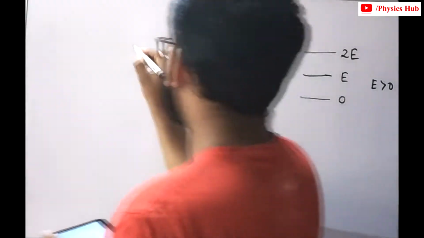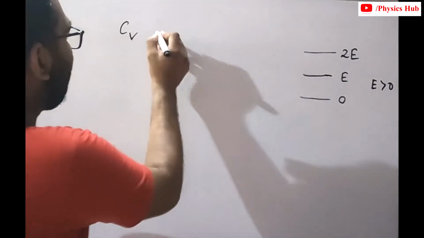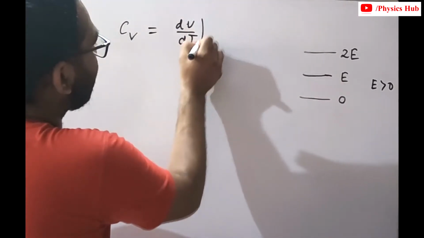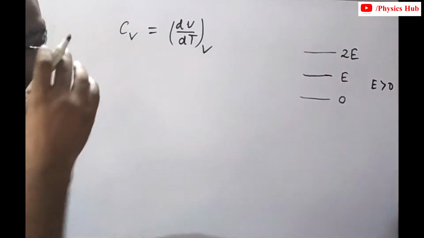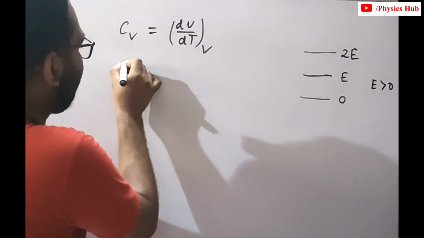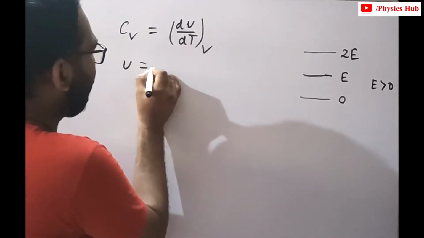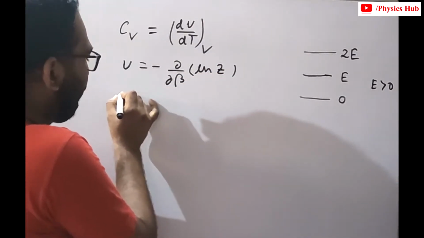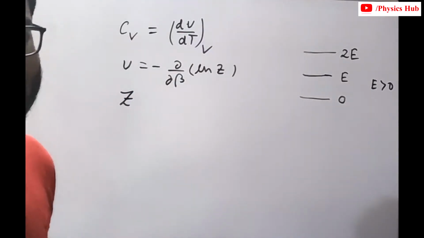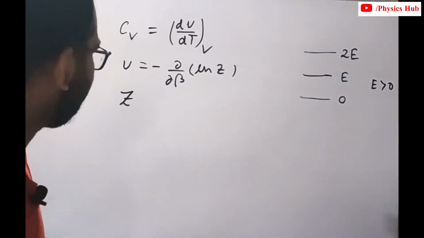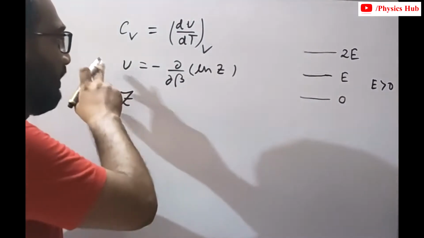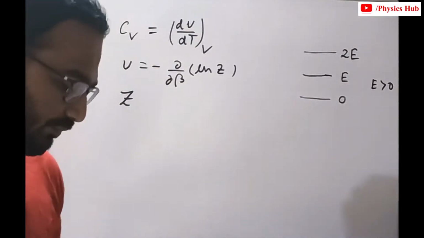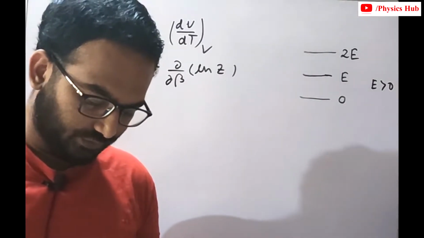Now we have to find out the dependency of specific heat Cv. Cv, we know, is given by dU/dT or del U/del T at constant volume. This is specific heat. Before that we have to find the internal energy U. Now U is given by minus del/del beta of ln Z, where first you have to find Z, the partition function of the system. Once the partition function is found, we can easily find internal energy, and from internal energy we can find Cv, and from the form of Cv we can easily predict the curve of Cv versus T. So let's solve this problem.